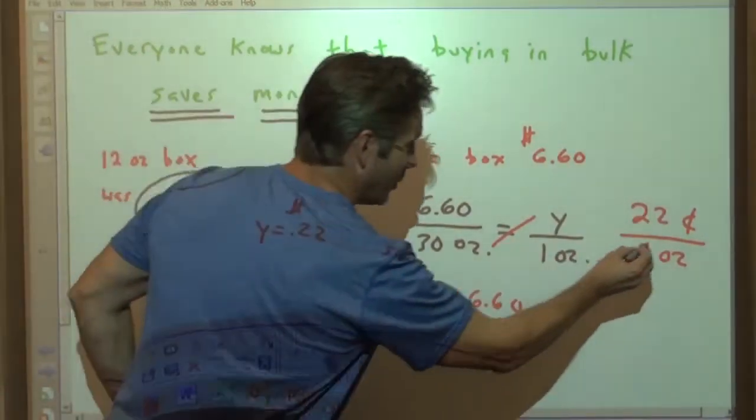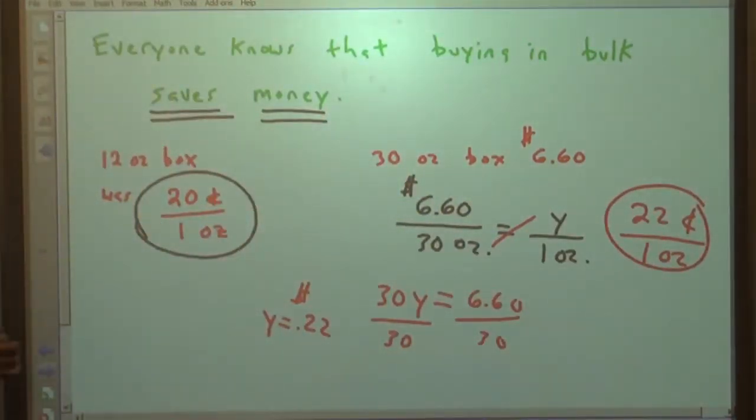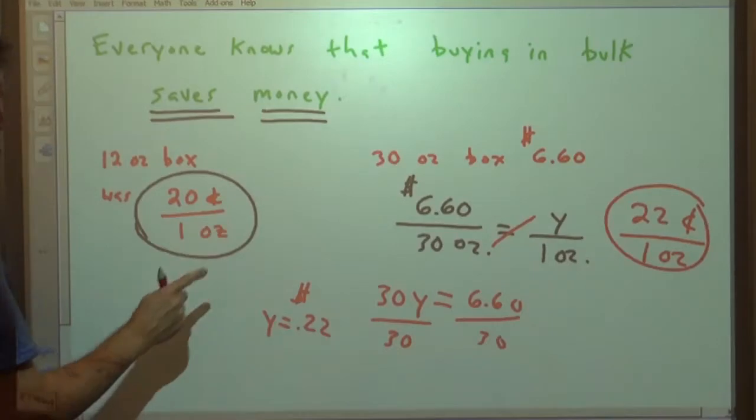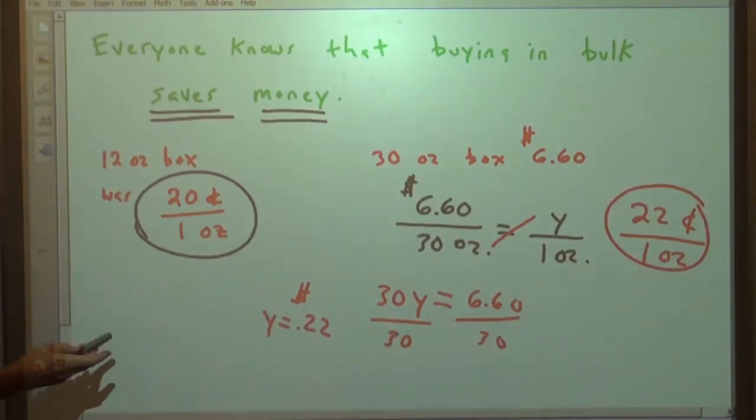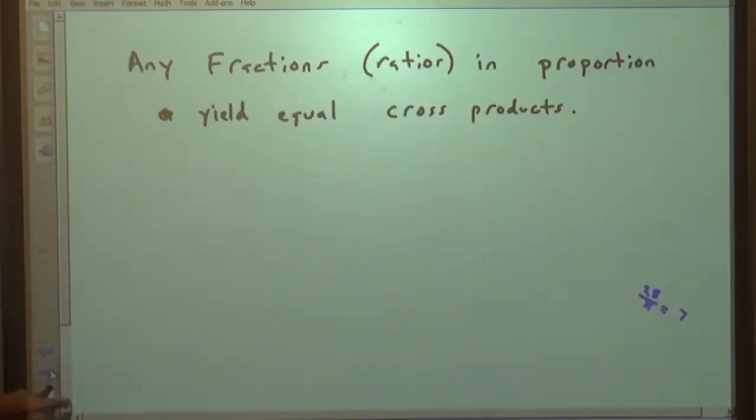You want to look at unit prices in the store to see if it really is better to buy the bigger box. Now, usually it is, but it's not always the case, and it cracks me up when I go to those stores and just do the unit prices in my head to see in which cases they're ripping people off and which ones are doing okay. So any fraction or ratio that's in proportion will yield an equal cross product.